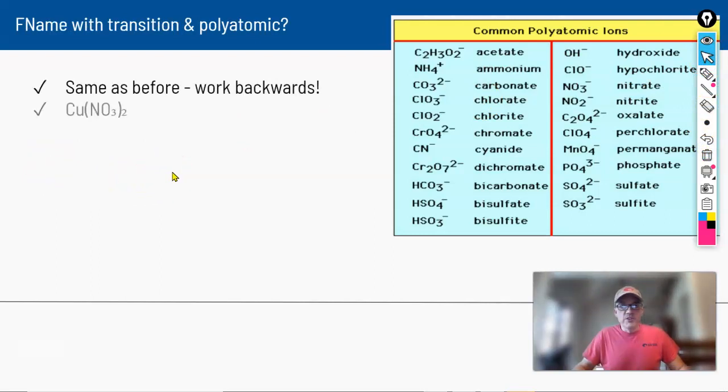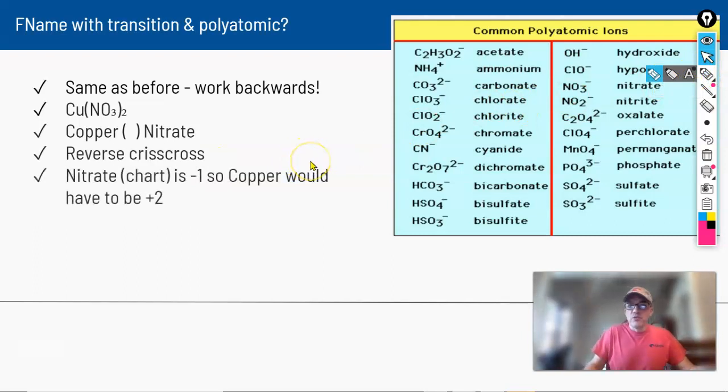What if we have a transition metal and it's polyatomic? Because remember, we have to figure out which version of copper it is. So we can work everything backwards. Let's reverse crisscross. If I can figure out what copper's oxidation value is, I can figure out what needs to go in here. So if I've got a 2 here and copper's got an invisible 1, if I reverse crisscross, that gives me a -1 up here for the nitrate. That gives me a +2 over here for the copper.